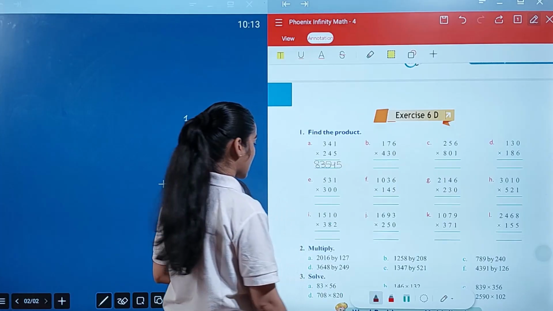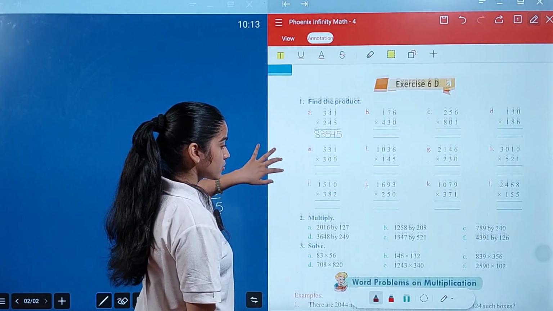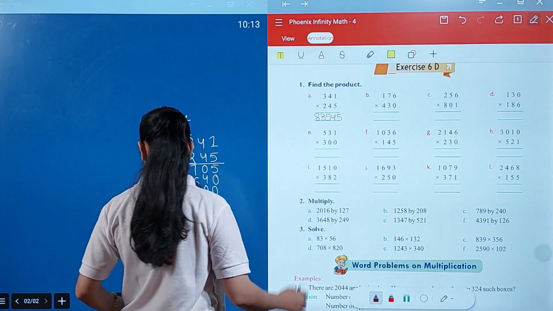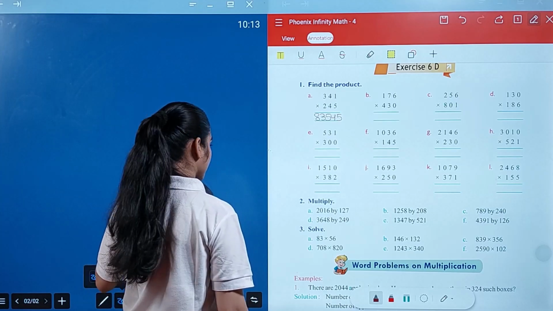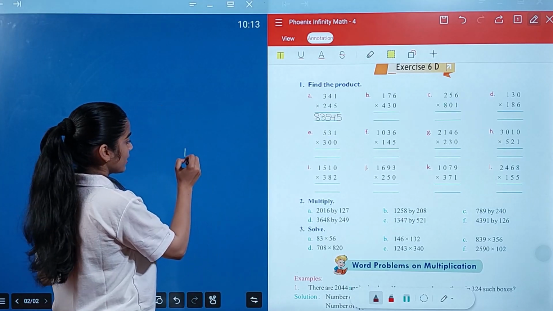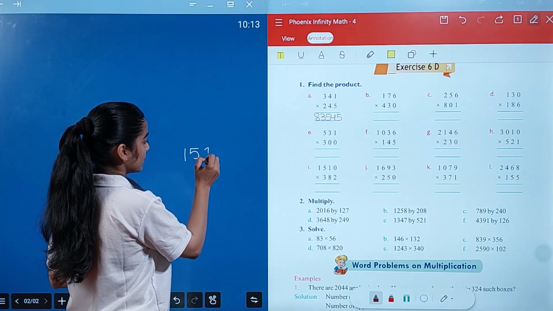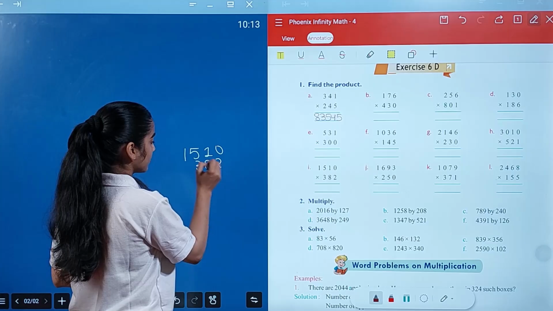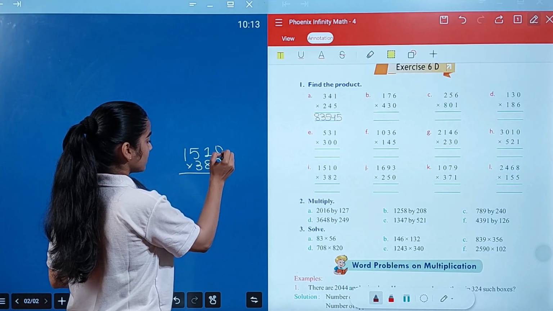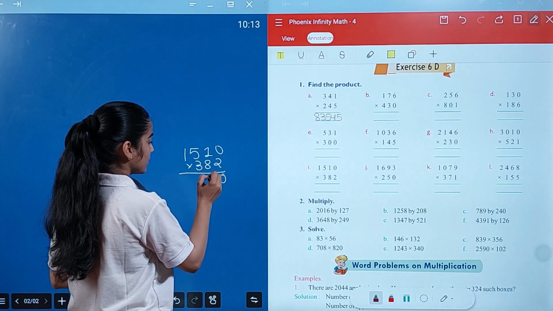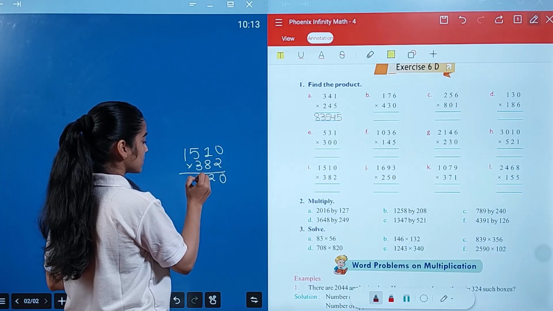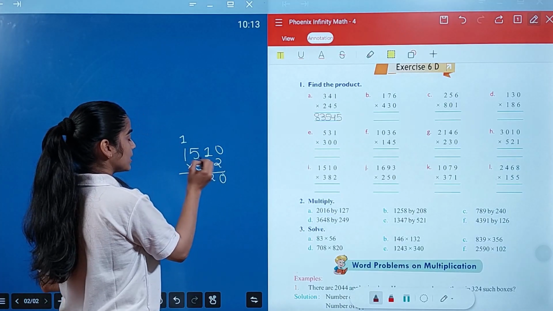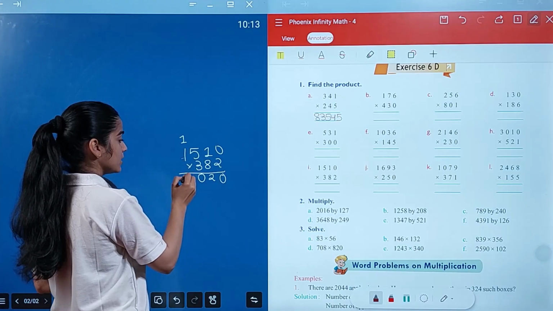Okay, students, now take one more example, where we have a 4-digit number and we have to multiply it with 3-digit number. So 2 multiplied by 0 is 0, 2 multiplied by 1 is 2, 2 multiplied by 5 is 10, and 1 is here. 2 multiplied by 1 is 2, and 2 plus 1 is 3.